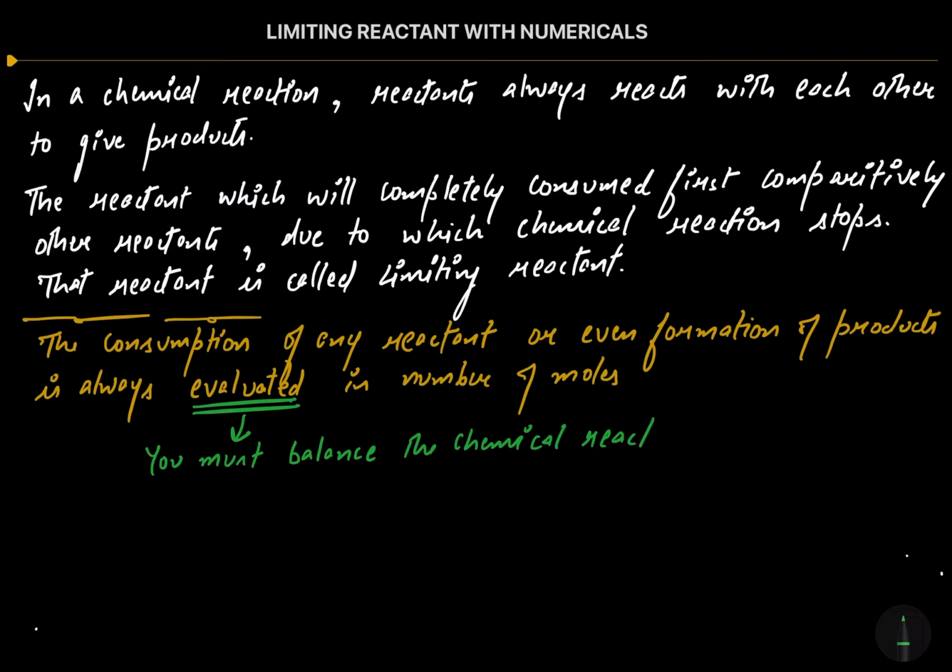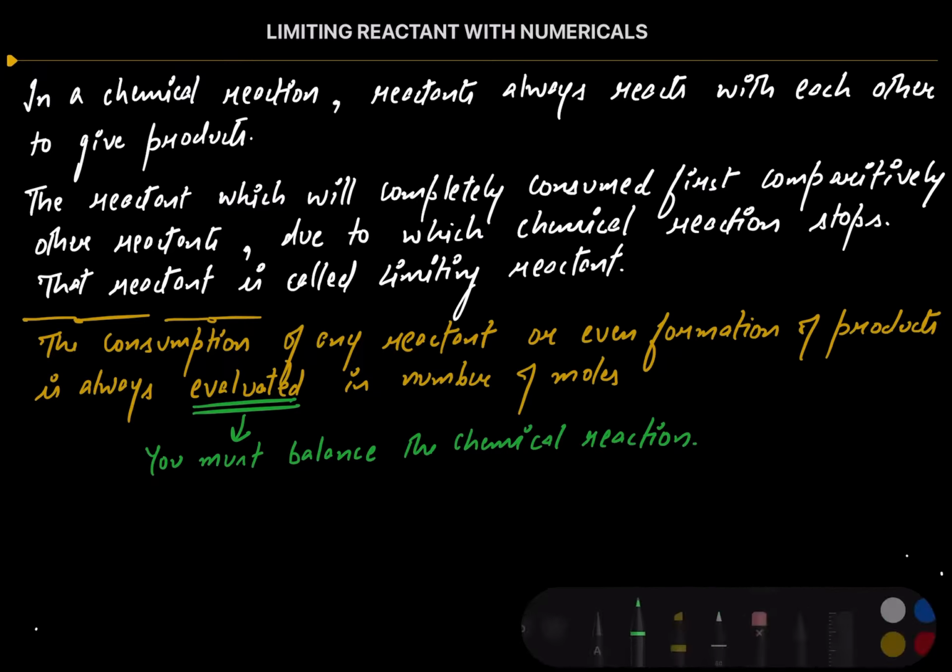If you balance the chemical reaction, only then will you get the correct relationships of the reactants with each other and with the products according to their number of moles. So the first criterion to find a limiting reactant is that you must have the balanced chemical reaction.